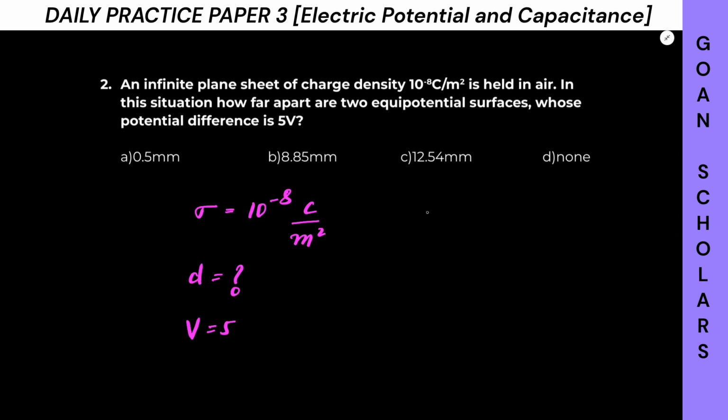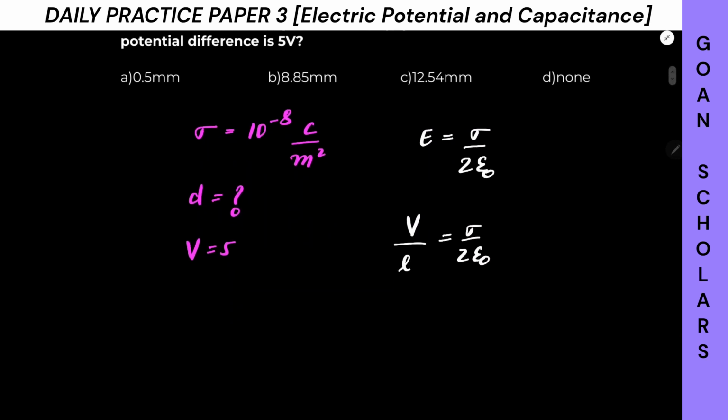Now if this is a thin infinite plane sheet, from the first chapter's Gauss's law application, we know that the electric field is sigma by 2 epsilon naught. That is on one side of the sheet, right? So if the electric field is sigma by 2 epsilon naught, what is electric field? Potential upon length, right? That is equal to sigma by 2 epsilon naught. And if you cross multiply, we will get the length. Let me just put this L as d. So d will be equal to V into 2 epsilon naught upon sigma.